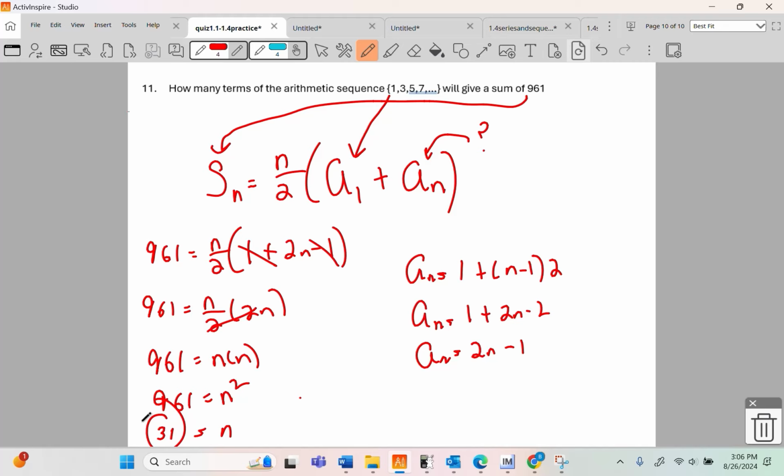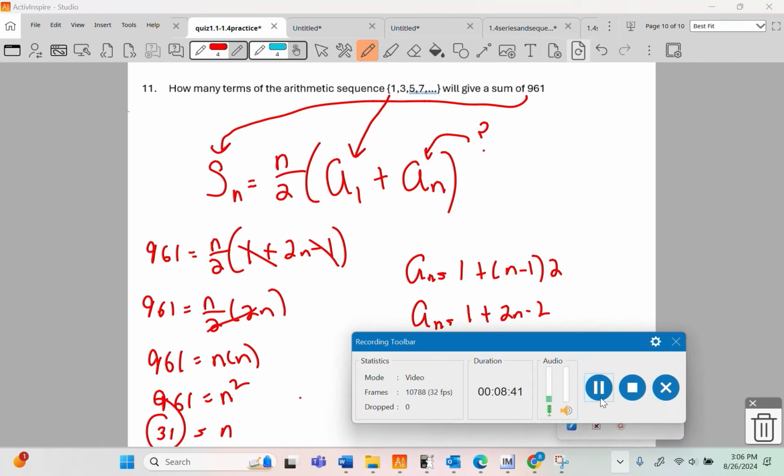All right. That's that. And I'll probably let you use a calculator. Usually, with the exception of basics, I let kids use calculators on assessments just so I can have better numbers. 31 terms. And that's that. Later.